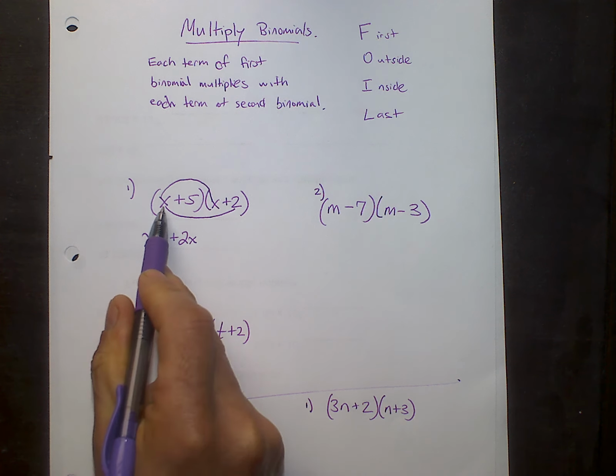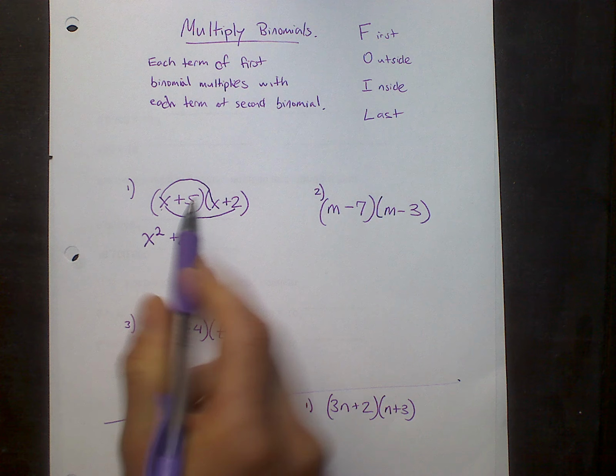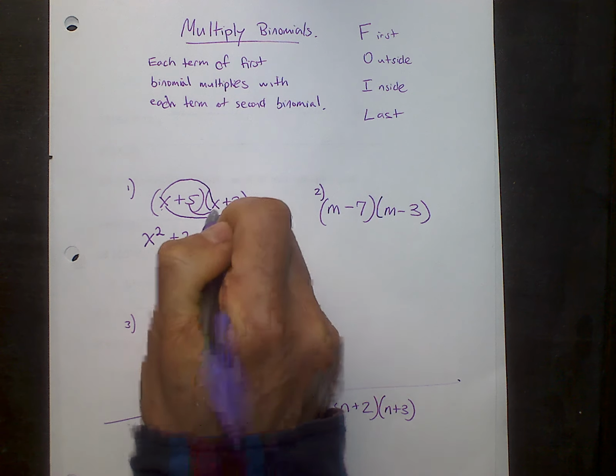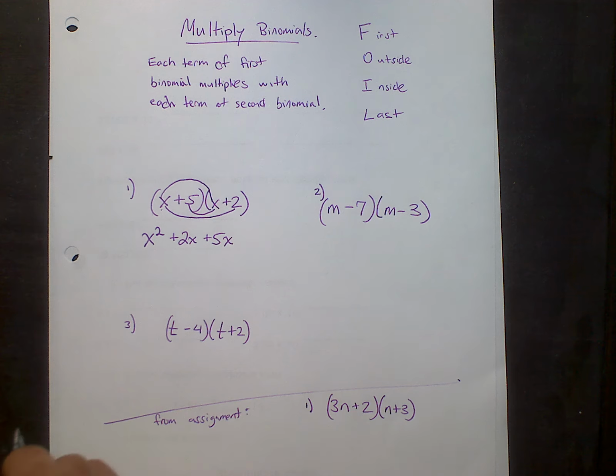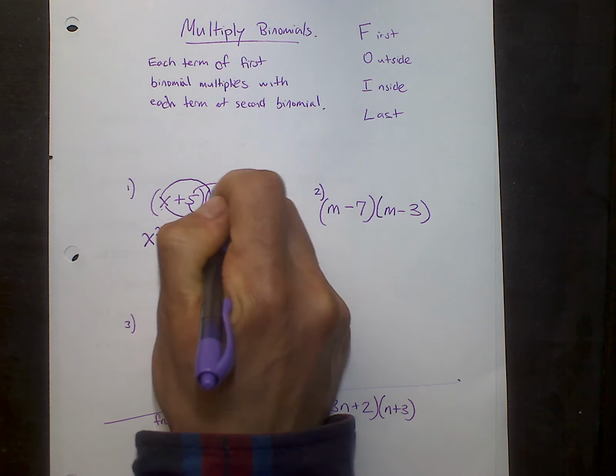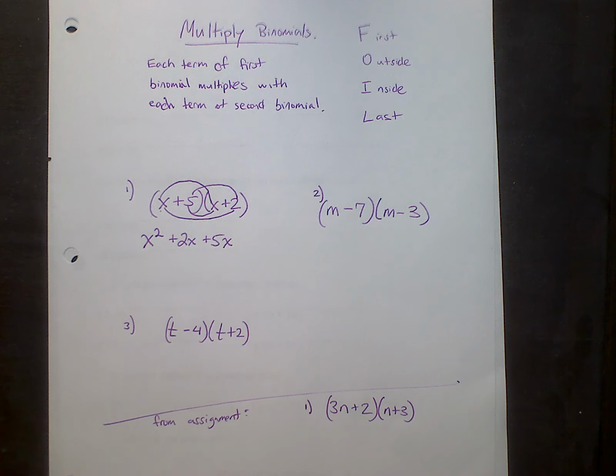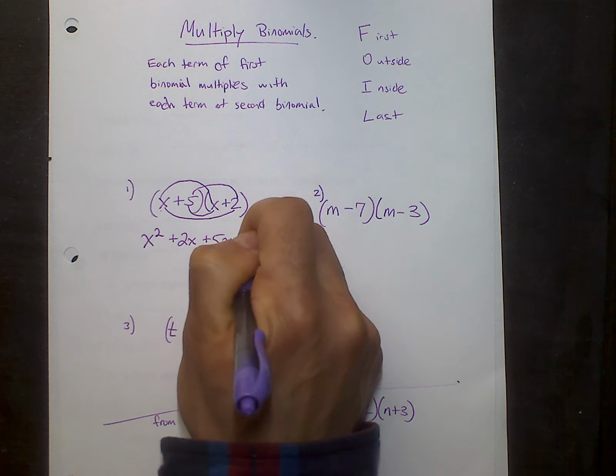Now we're done with this x. It's been distributed to both terms. So let's move to the next term. The 5 then gets distributed to the x. 5 times x is 5x. And last is the product of 5 times 2.